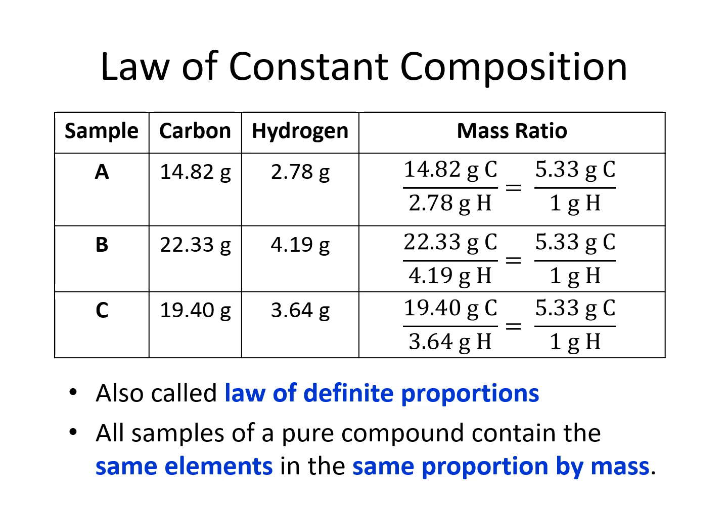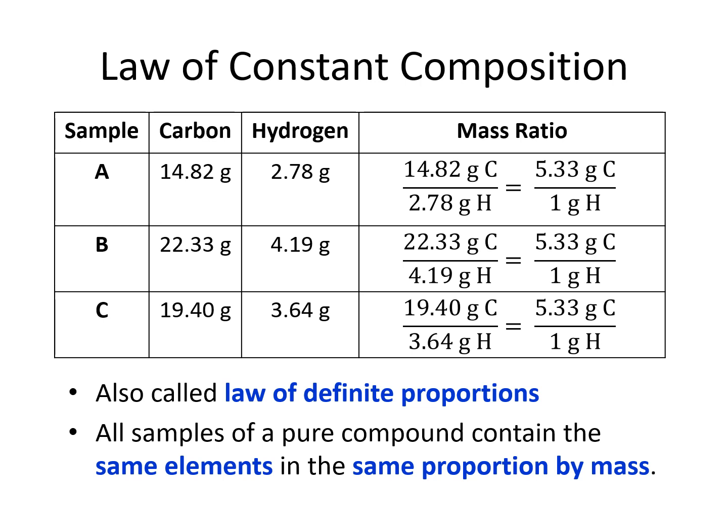Along with his 5 postulates, Dalton came up with 2 laws, the law of constant composition and the law of multiple proportions. The law of constant composition, which is also called the law of definite proportions, tells us that all samples of a pure compound contain the same elements in the same proportion by mass.